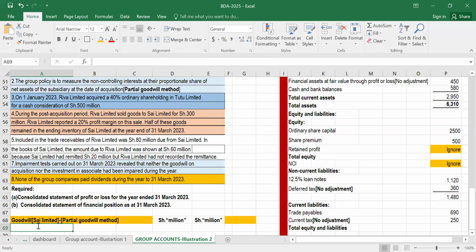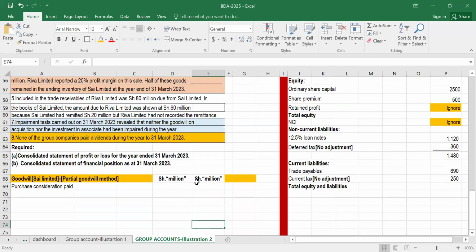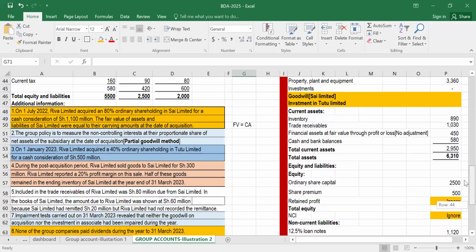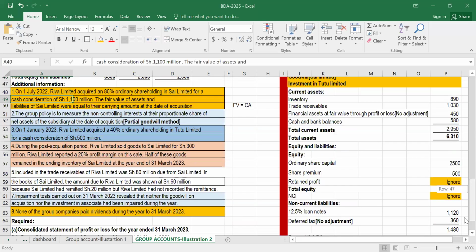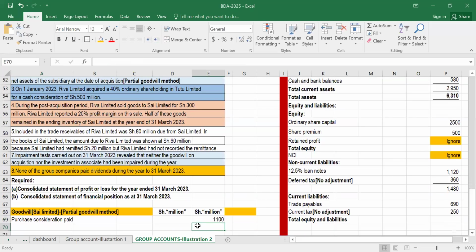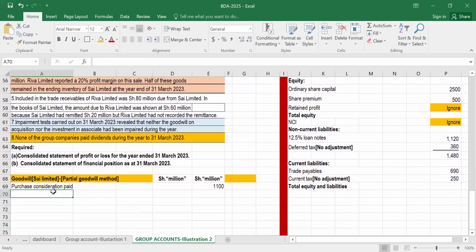So how do we compute this particular goodwill of the parent company? So we start with the purchase consideration which was paid by the parent company. And I hope you can recall the amount of purchase consideration which was paid by the parent company in acquiring 80% shareholding in ZT. That was in note 1 here. So the purchase consideration paid was 11. Then, because now we are using the partial goodwill method, to this we need to deduct.